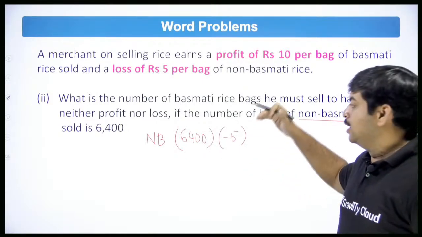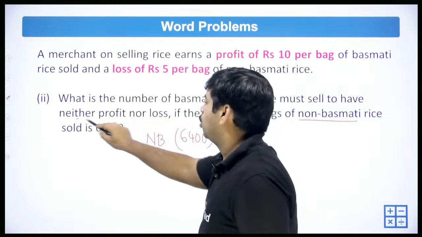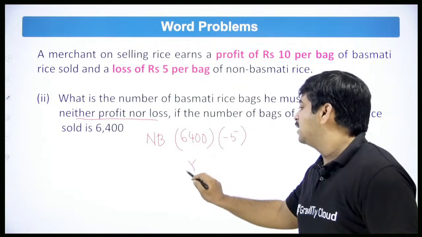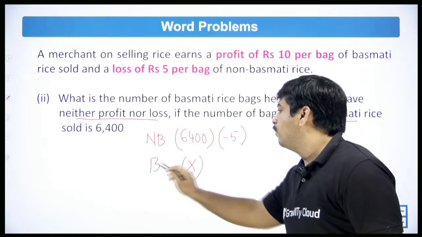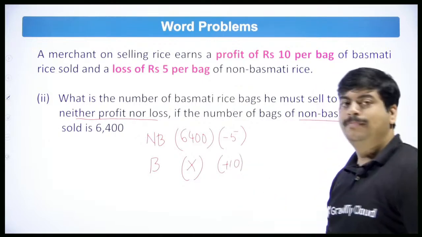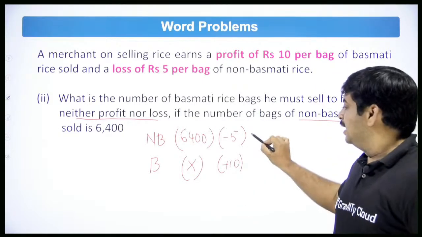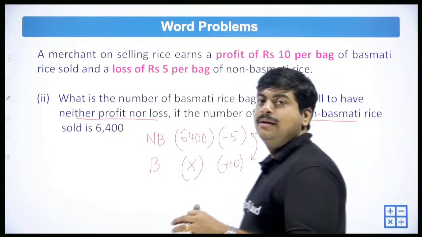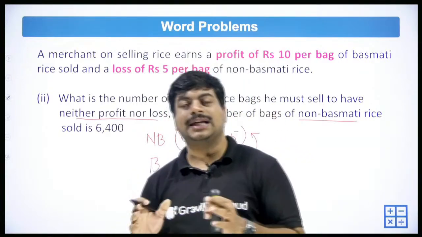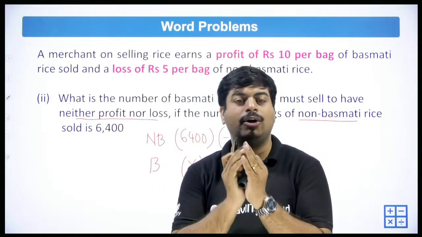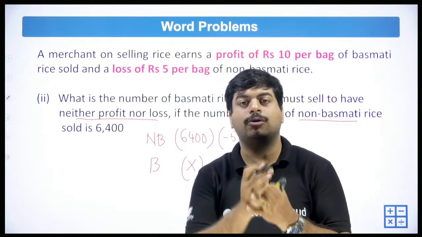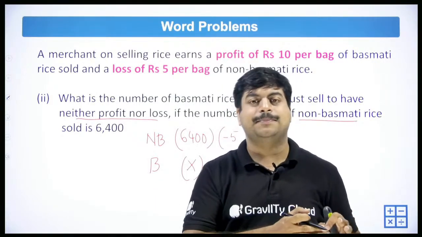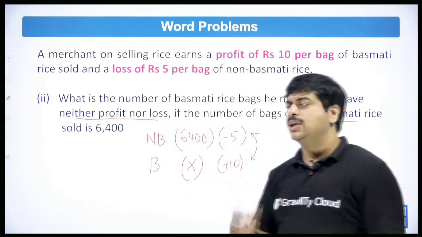But to balance this with neither profit nor loss, you'd have X number of basmati bags with plus 10 as a profit. So these two should be equal in terms of numbers. That means you should not have any positive or any negative. Then you can say that you have 0 rupees profit or 0 rupees loss, neither in a state of profit nor in a state of loss. A beautiful application, so please try to do it yourself.